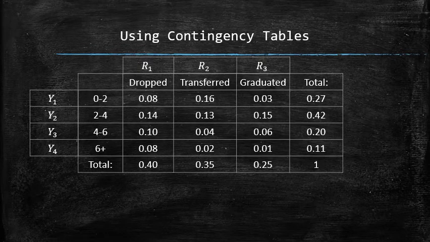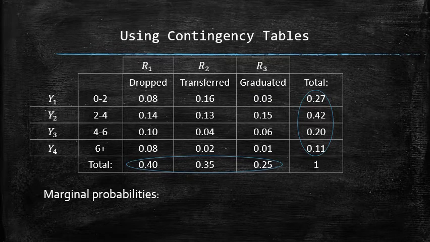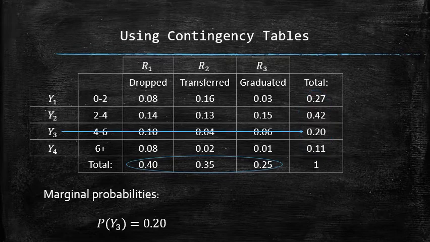The relative frequencies in the rightmost column and bottom row are called marginal probabilities, as they can be interpreted directly as the probabilities of the 7 special events. For example, the probability of Y3 is 0.2, and the probability of R2 is 0.35.